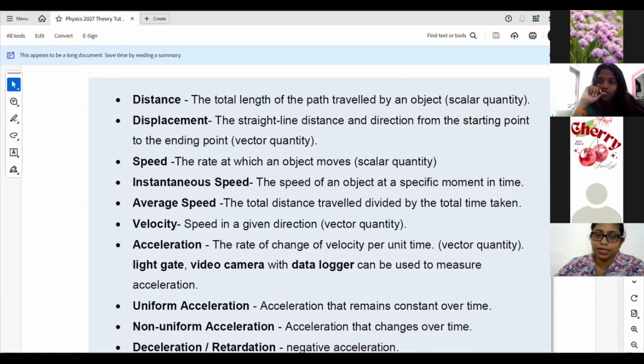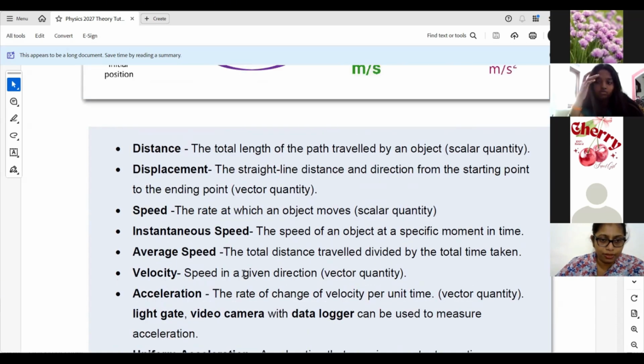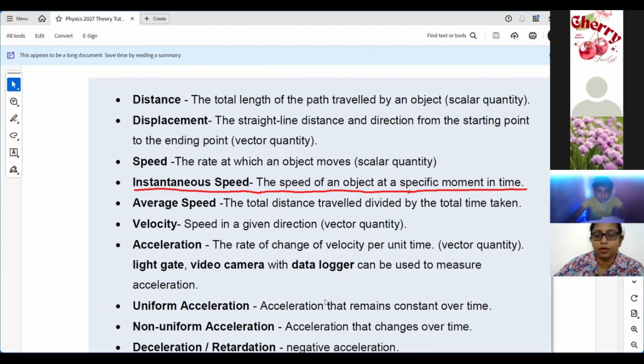Okay. So in your writing book, let's first write these definitions. Quickly write distance, displacement, speed, instantaneous speed, average speed, velocity, acceleration. Quickly copy this. Average speed means the total distance traveled divided by the total time taken. I'll explain that with the formula, then you will get the idea. Okay, no need to highlight. Then velocity, acceleration definitions are given.